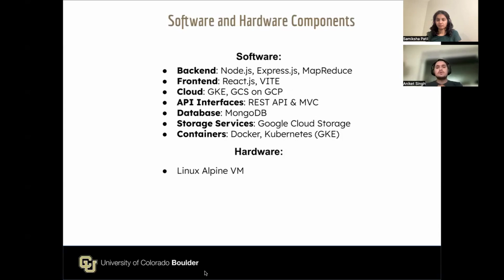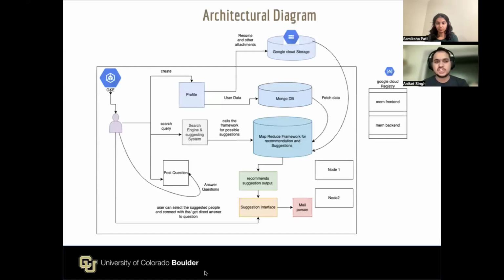The software we have used are Node.js and Express.js for the backend, and MapReduce for the recommendation system that we have built. For the front end, we have used React and Vite. For cloud, we have used GKE and GCS on GCP. For API interfaces, we have used REST API and MVC architecture. For databases, we have used MongoDB. For storage services, we have used Google Cloud Storage, and containerization we have done on a Linux Alpine VM. We have used Docker and Kubernetes, which is basically GKE.